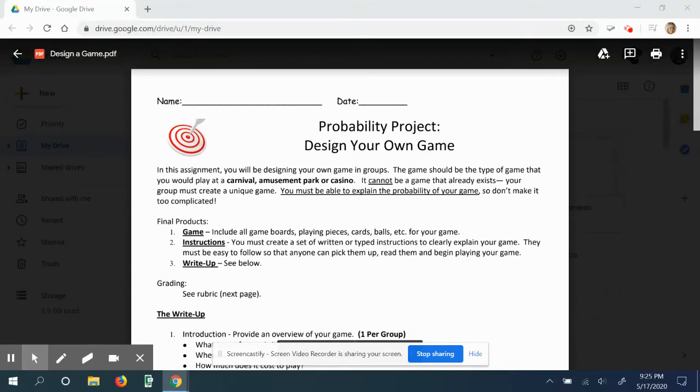Hello students, today we're going to be talking about your final project. Now, you're going to be given the rest of the week to complete this probability project.